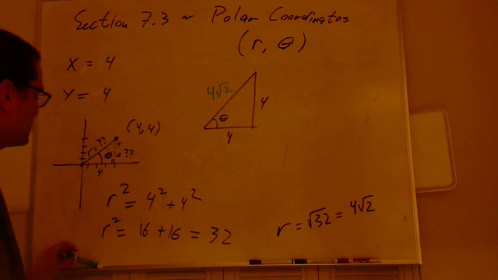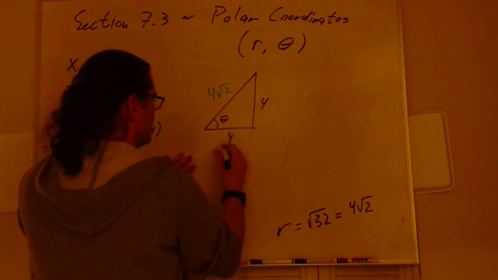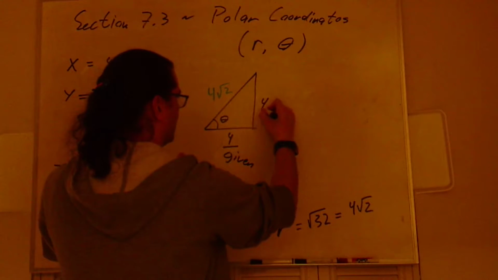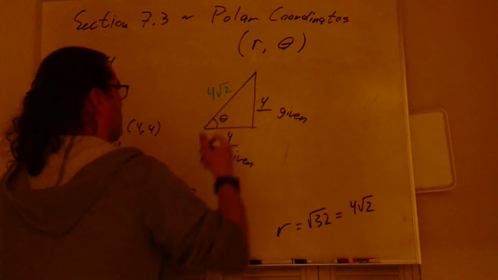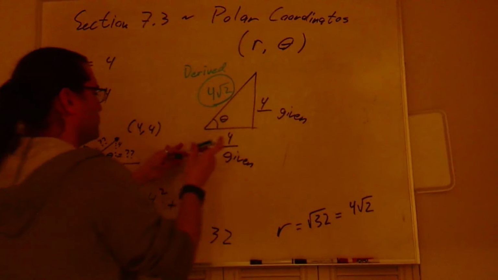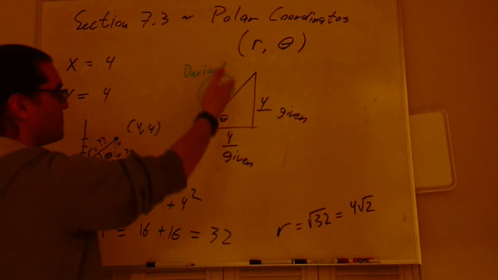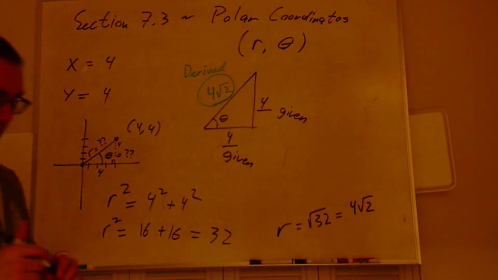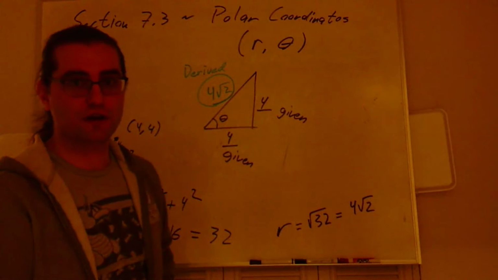And I'm drawing the 4 root 2 in a different color, and here's why. This information was given. This was given. This was derived. 4 root 2 is not given to us as part of the problem. It is something that we came up with partway through the problem. And that's going to be important because to find theta, we need to use some flavor of arc trig.